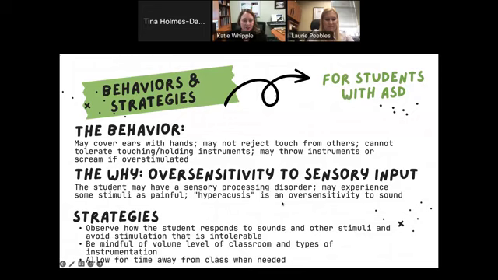The last behavior that I'd like to mention when we're working with students with autism. So let's say we're in the classroom, they're in music with you, and all of a sudden they start to cover their ears. Sometimes we see this a lot when we're working with kids with autism. They might also reject touch from others. You might have gone to offer a little bit of support to guide their hand to the correct note on the Orff instrument, and maybe they are not able to tolerate that. Sometimes we might even have students that might throw instruments.